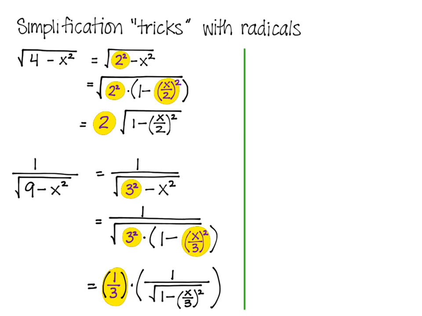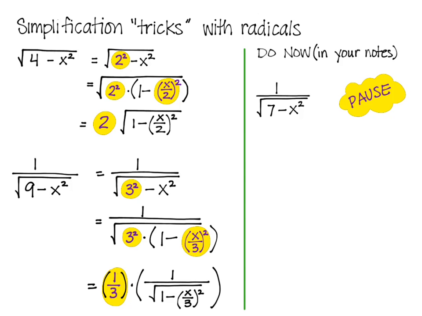I want you to try to do one. It's going to look a little bit different, but think of the same format, the same way I was doing this side here. But here is a different one. I want you to do 1 over the square root of 7 minus x squared. So I want you to think about a way to play with that, pause this, and then start it up again to see how I did it.